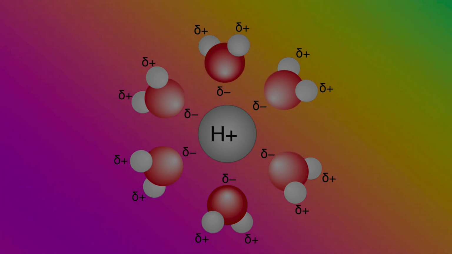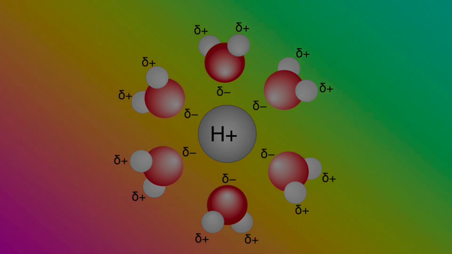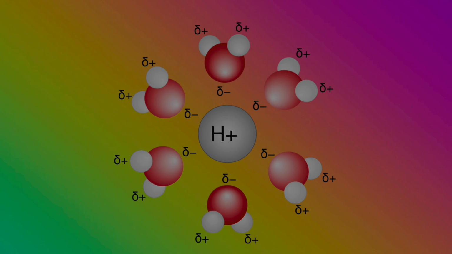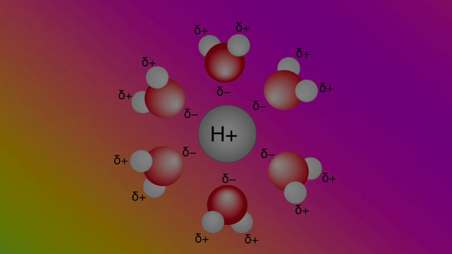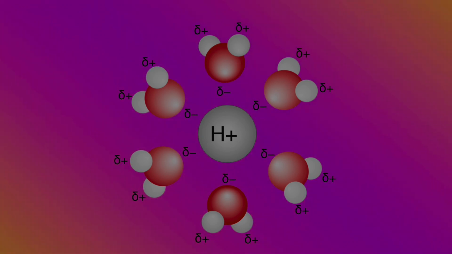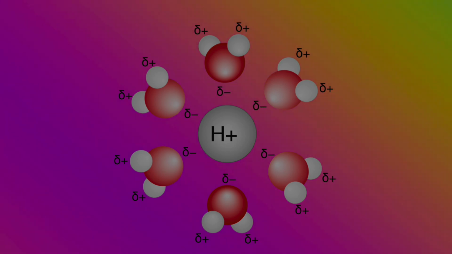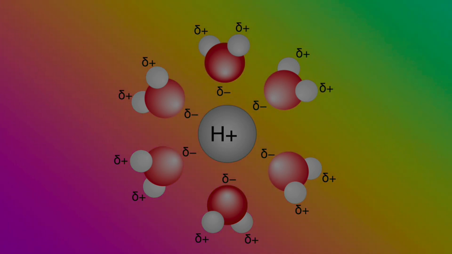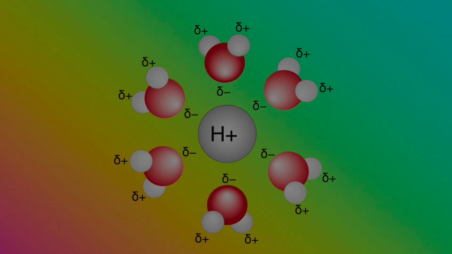So the cation of the acid will interact with the oxygen atom of water. You can see how water molecules surround the cation. This kind of interaction between the water molecule and the cation is called ion-dipole interaction, which is a stronger kind of interaction. It is stronger than hydrogen bonds or any dipole-dipole interaction.